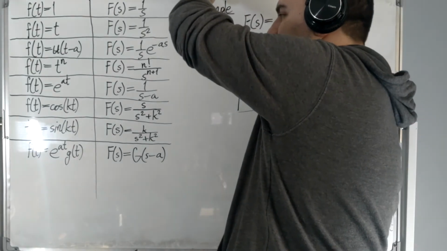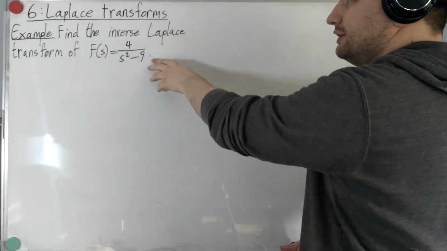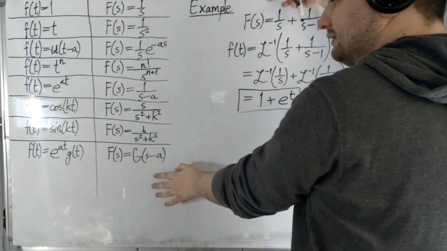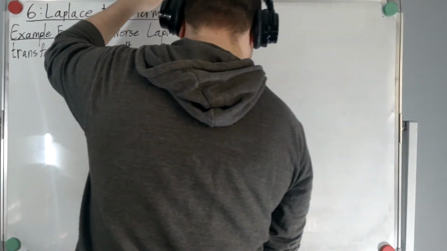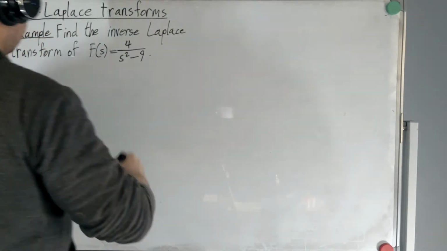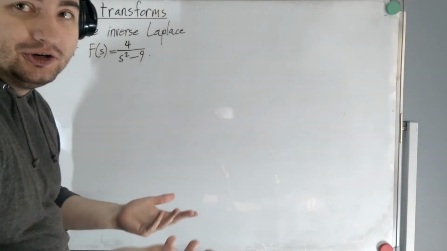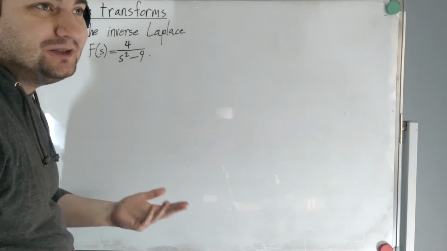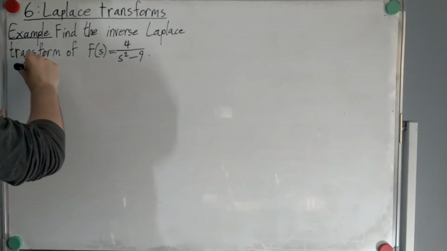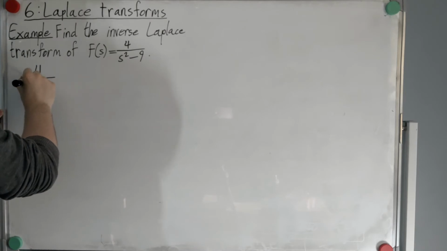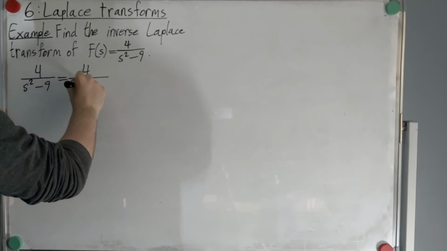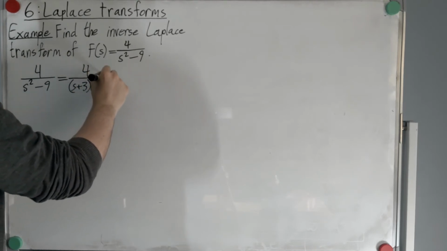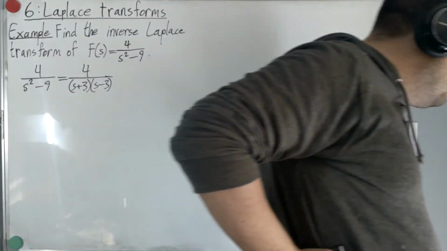So what we've got to do is change the form of this function right here so that it more clearly matches up with one of these things on the right-hand side. And spoiler, as I said, it's often partial fraction decomposition. So let's take 4 over s squared minus 9. We can definitely write that as 4 divided by s plus 3, s minus 3. Okay.